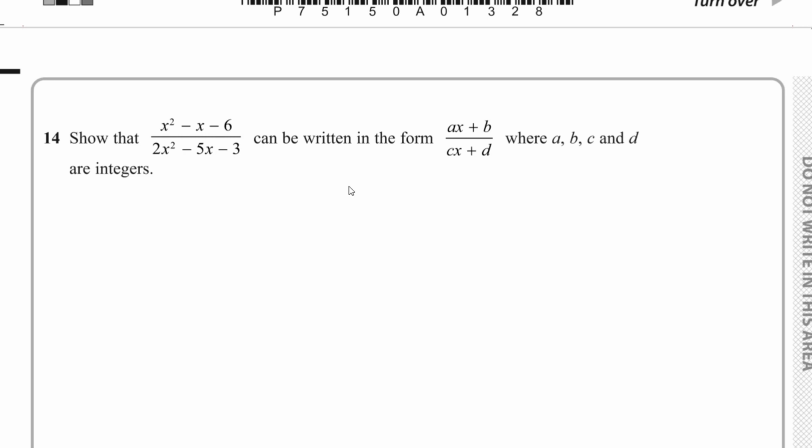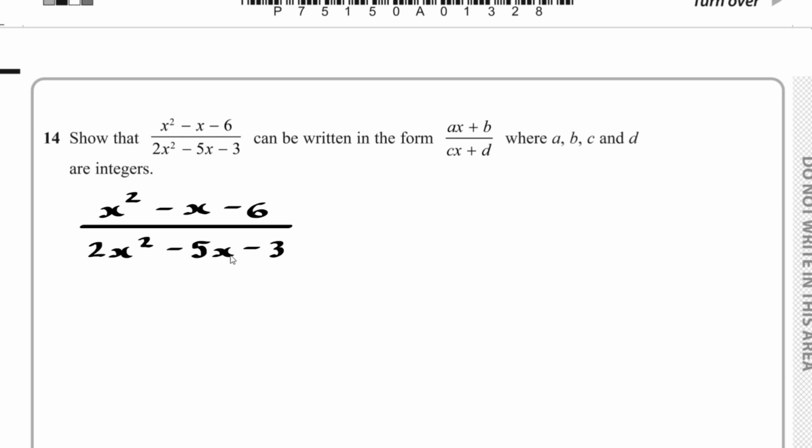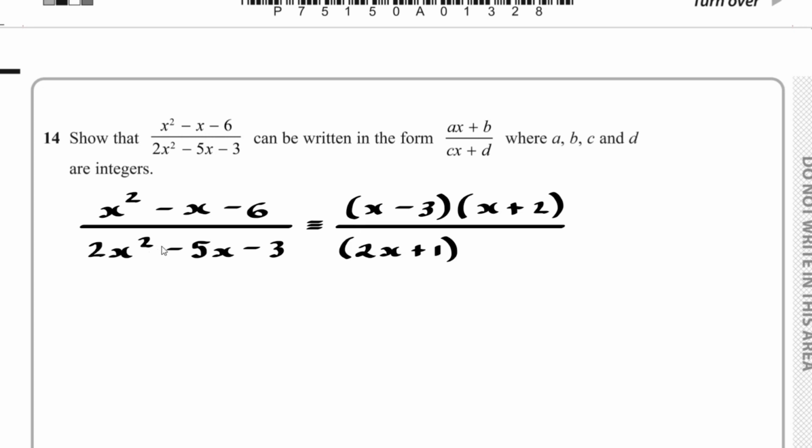Question number 14. We have to show that x squared subtract x subtract 6 over the denominator can be written in the form ax plus b over cx plus d, where a, b, c and d are integers. We've got our expression, which we can factorize the numerator and the denominator. If I factorize the numerator, I end up with x subtract 3 multiplied by x plus 2. And if I factorize the denominator, I end up with 2x plus 1 multiplied by x subtract 3. Now the x subtract 3's cancel on the top and bottom, leaving us with x plus 2 over 2x plus 1.